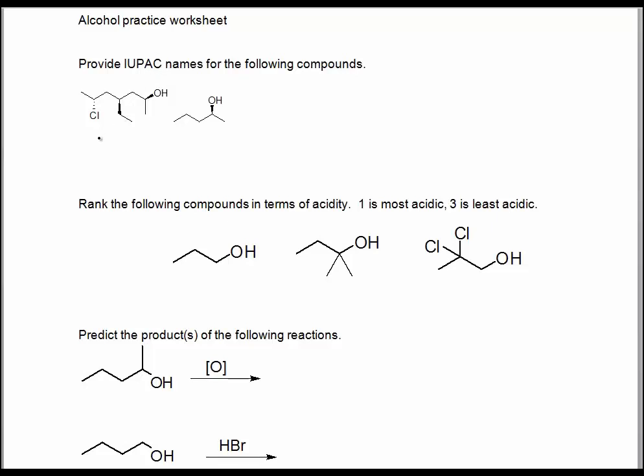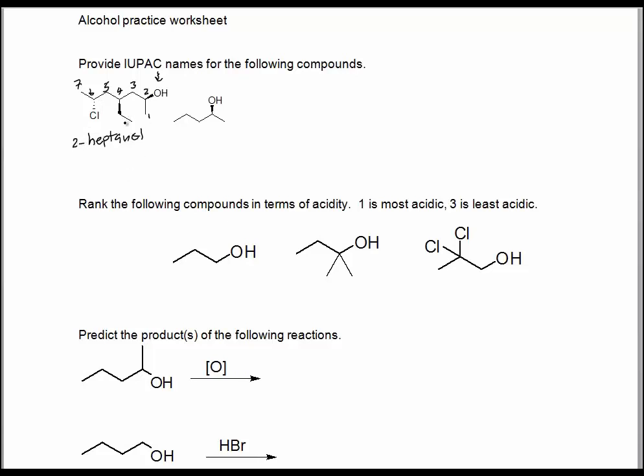First question here on the alcohol practice worksheet asks us to name these simple alcohols. So of course the first step is to identify the longest chain, and we should always start numbering that chain nearest the hydroxyl group. And so this chain would be numbered 1, 2, 3, 4, 7. And so we have heptane. Heptane turns to heptanol. And that would be 2-heptanol.